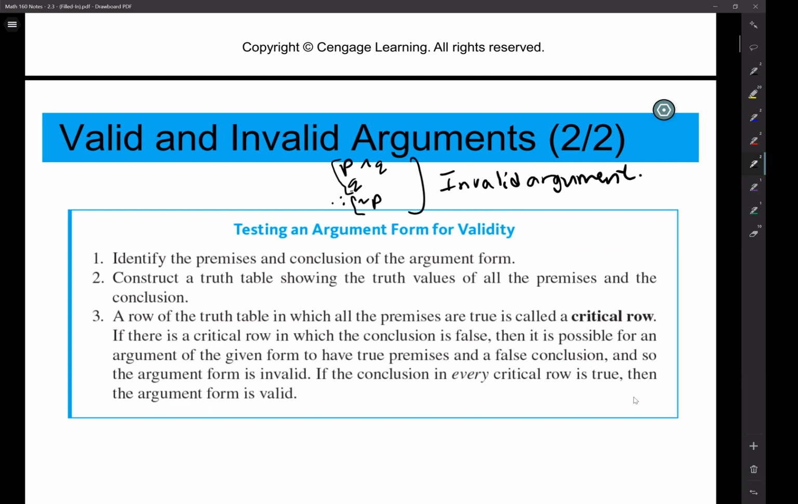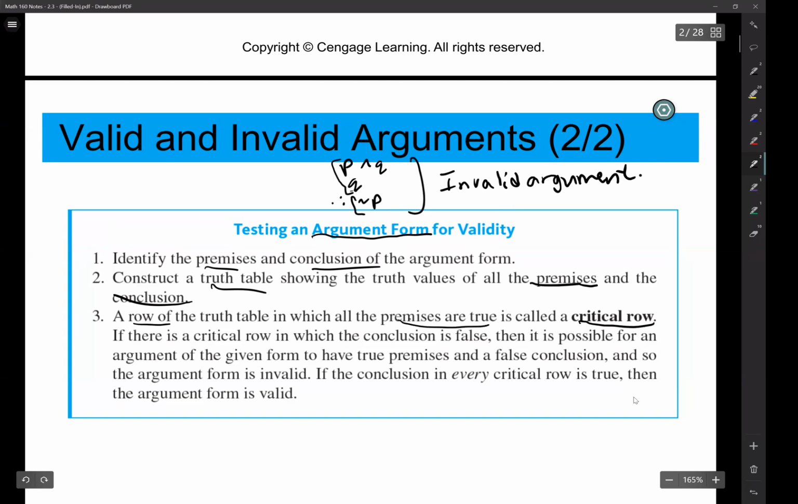But anyways, how do we tell if an argument, and the entire thing is called argument form, how do we tell if an argument form is valid? So basically, how do we tell if we're making logical things here? How do we know our conclusion is true? Well, the way you do it is that you identify the premises and the conclusion in symbolic form, so you can write it out like this. And then you want to construct a truth table, okay? And like usual, you just show all the truth values for the premises. That's like the automatic part, okay, and also the conclusion. And a row of the truth table where all the premises are true is called a critical row.